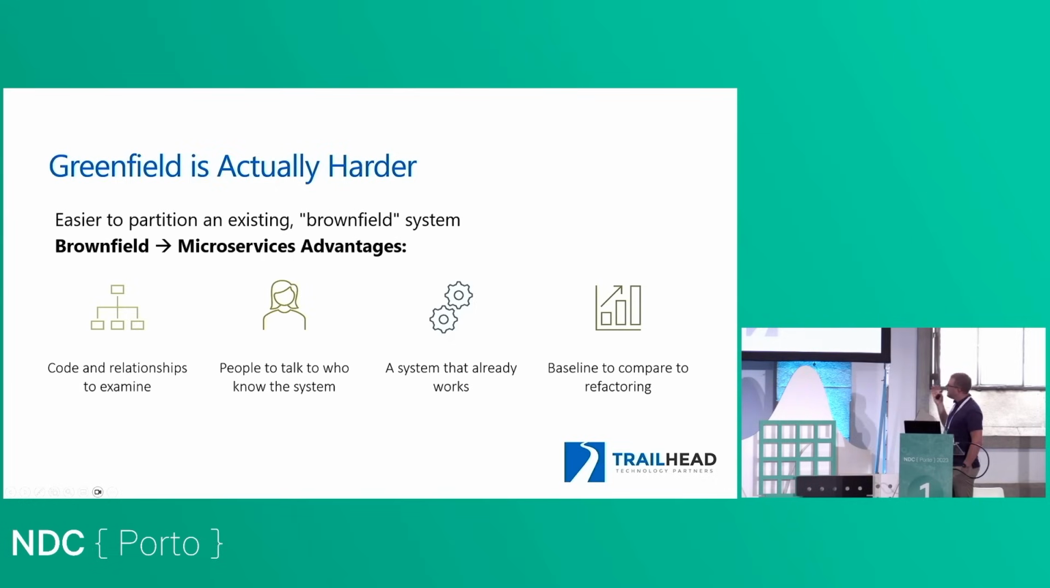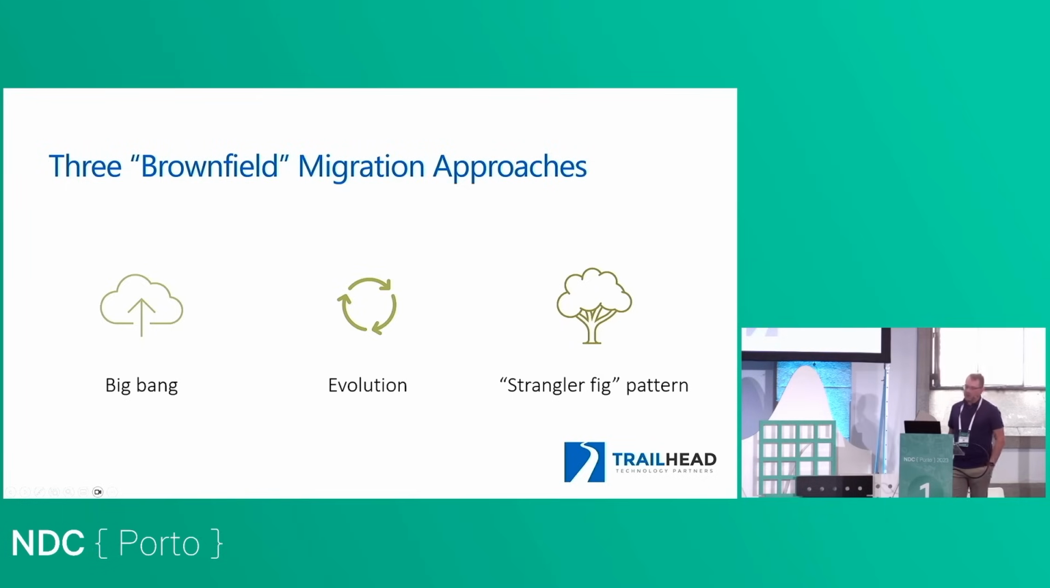And then the last one, I think, is a really important one. It's the ability to have a baseline to compare to. You're trying to migrate to microservices theoretically because you're trying to make a better system than the system that you had before. And if you're trying to migrate to microservices, wouldn't it be nice to have a system that you could actually measure against to say, are we making something better or are we actually making something worse? And that's something that you have when you're doing a brownfield migration.